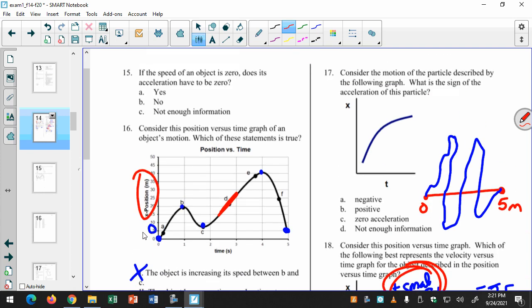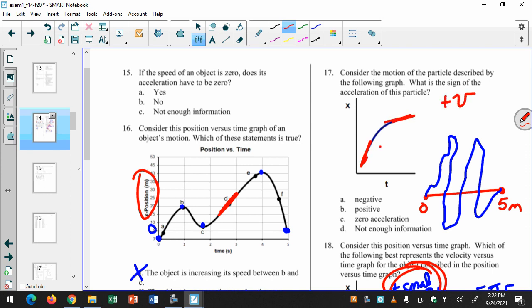Looks like we did some of these. Let's look at number 17. We haven't done that one. What is the sign of the acceleration? Remember, there are two things that are important. Is it speeding up or slowing down? And what is the sign of the velocity? What is the sign of the velocity for number 17? It has a positive slope, right? So it has a positive velocity.